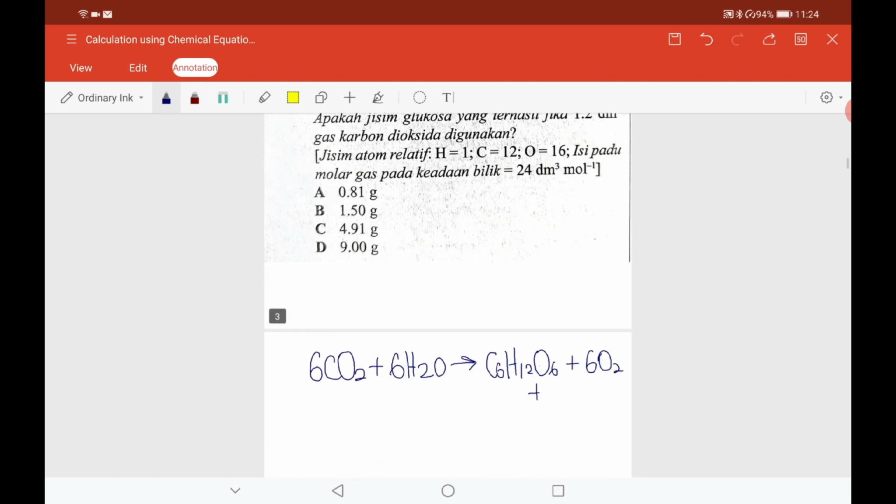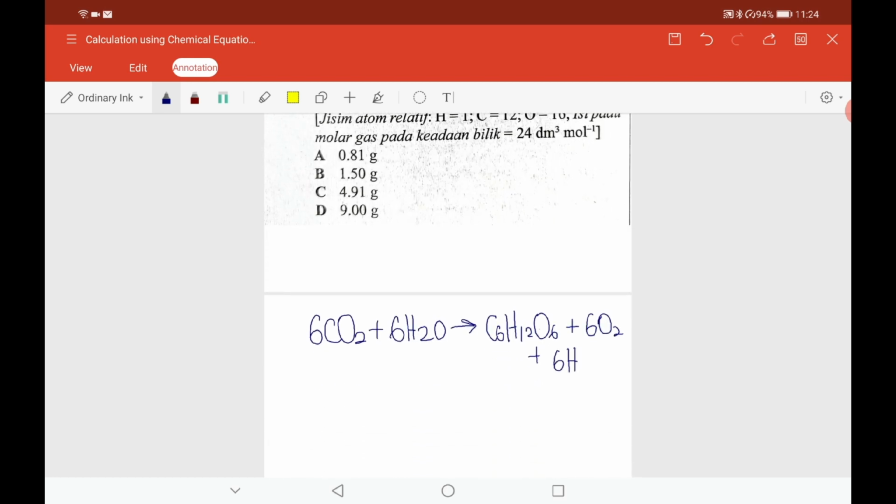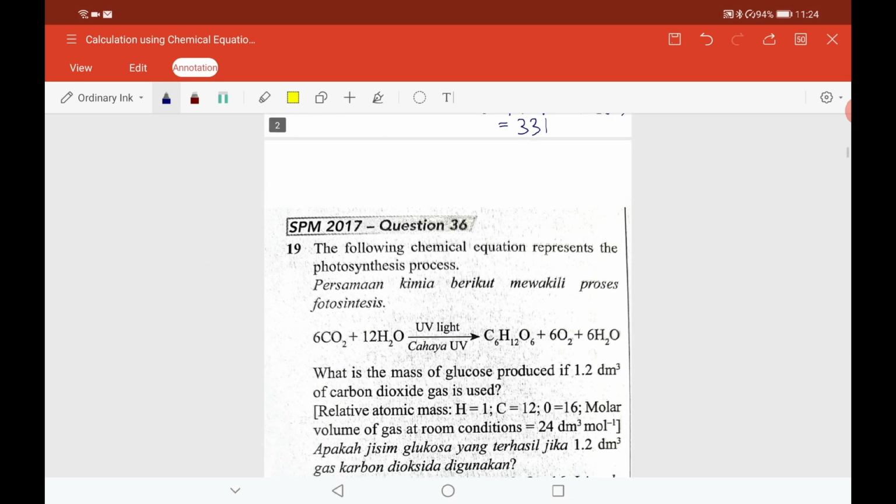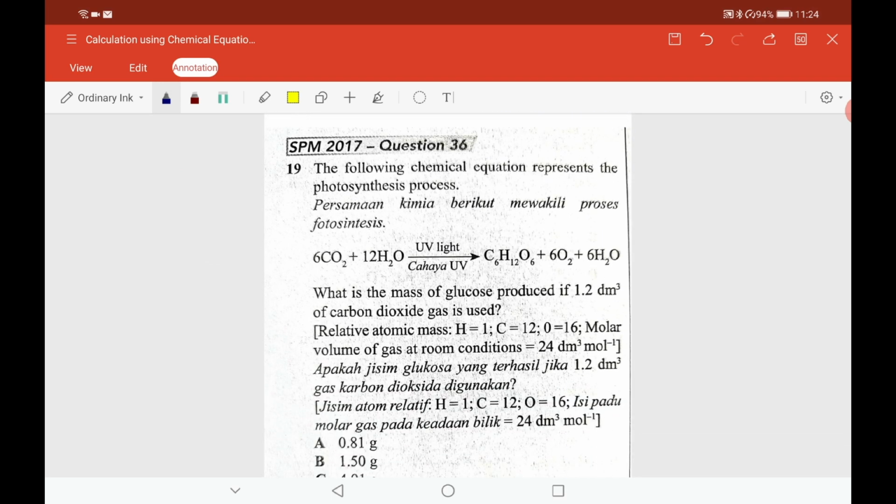So now I just copy the whole equation again. Next, we must ask ourselves what information we have and what information we want. If you look at the question, we are given 1.2 dm³ of carbon dioxide gas.